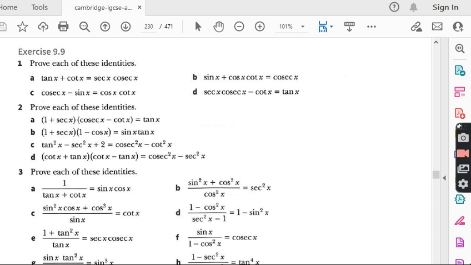Today we are going to start exercise 9.9. This exercise is also related to further trigonometric functions, but this time we will not solve the equation but we will prove the identities which involve further trigonometric functions, just like we did in exercise 9.7. So let's start question number 1, exercise 9.9.